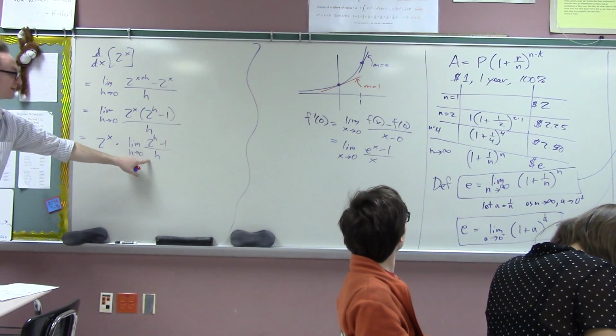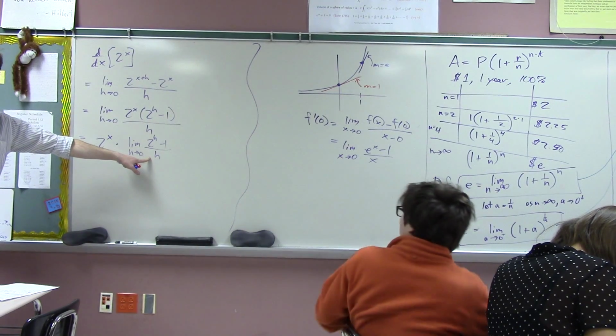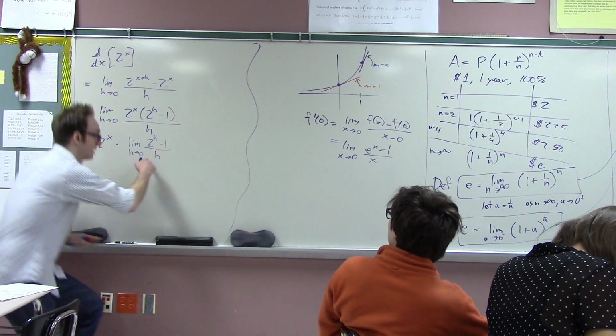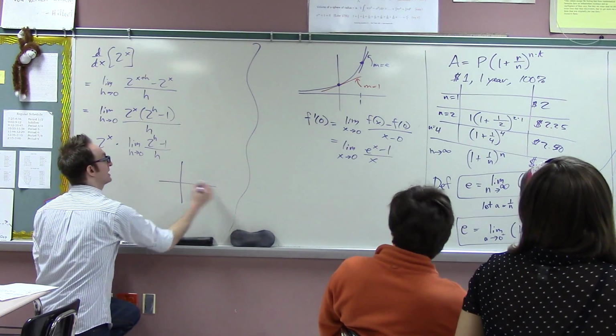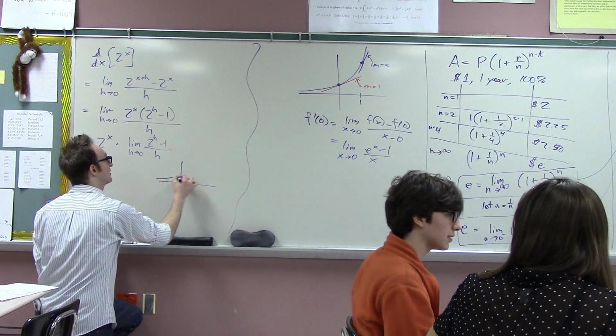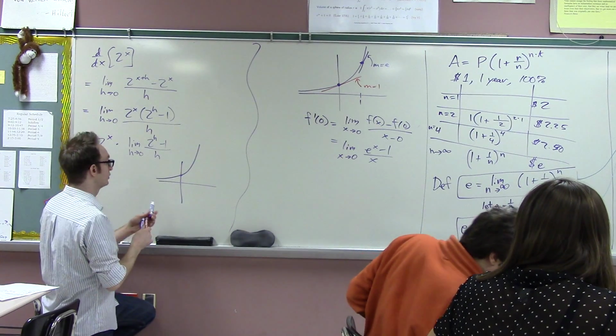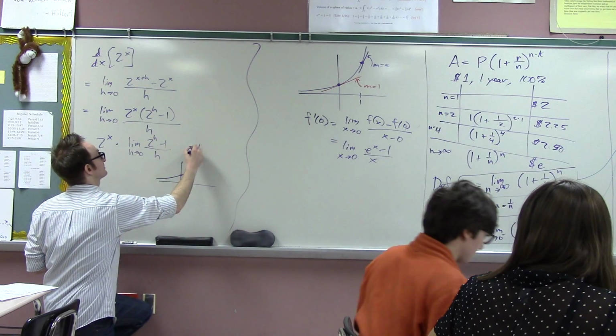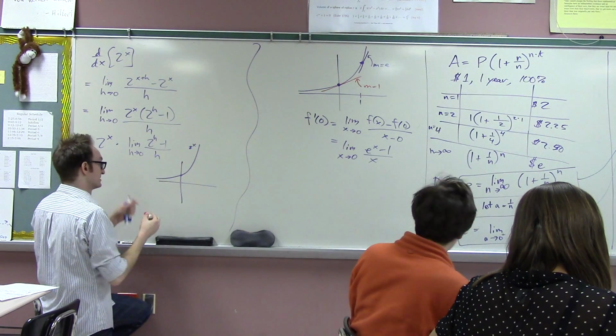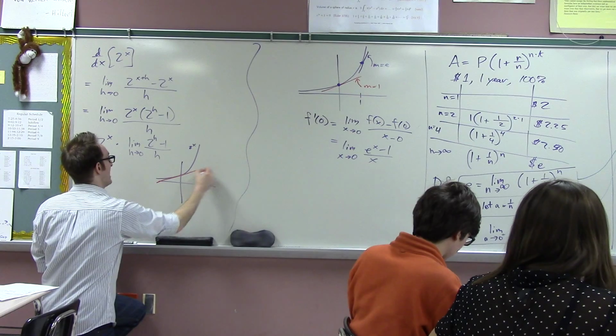And one more thing to note, what is this limit? That's not 0. It can also be interpreted just like before as the slope of the tangent line to the 2 to the x function. Whatever that is. And hint, it's not 1.